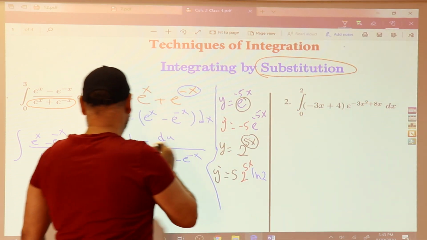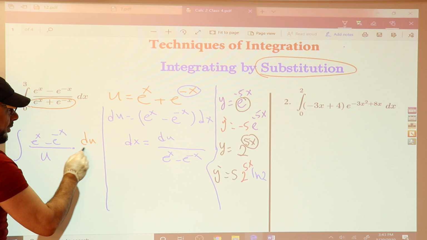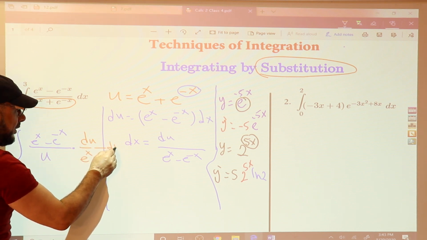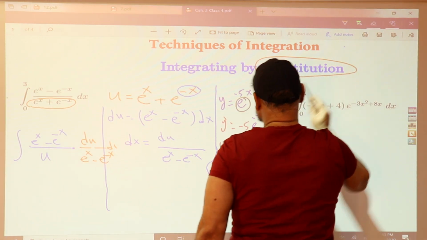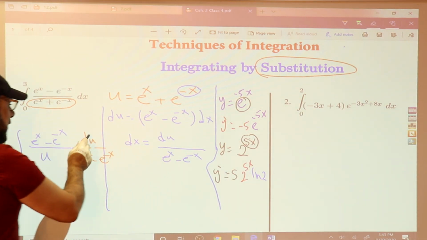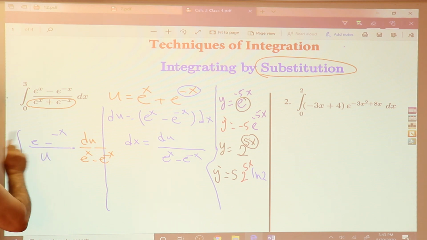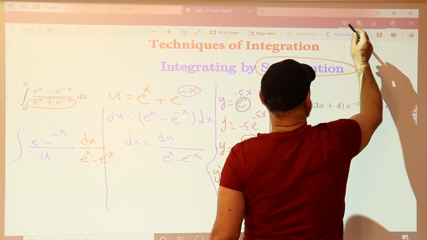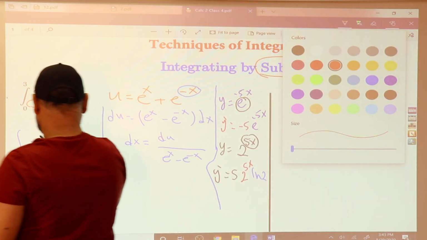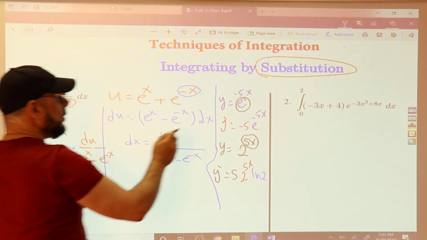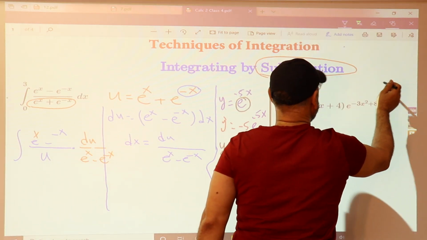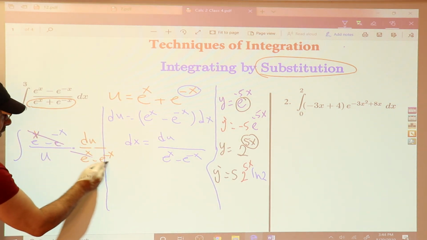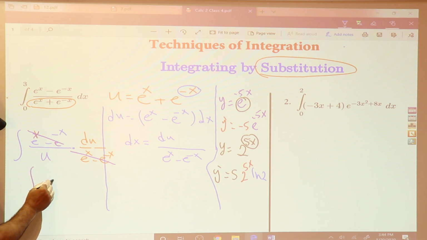Now, dx equals du over e to the x minus e to the negative x. What happened here? This e to the x minus e to the negative x cancels with this one. Left is the integral of du over u.